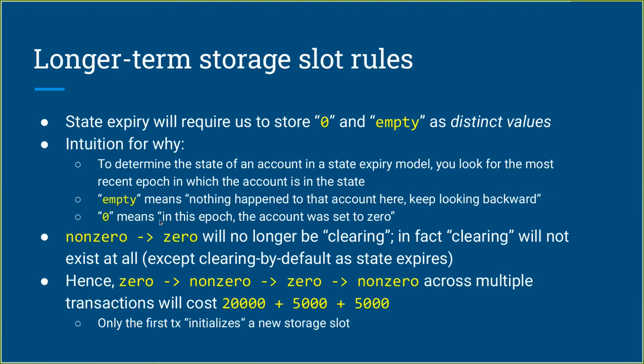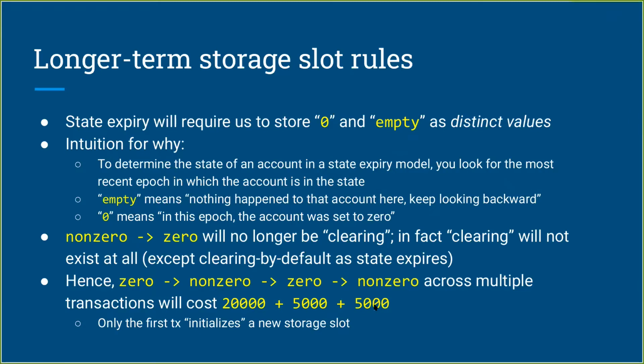And 0 means something different. 0 means in this particular epoch, the slot was actually set to 0, so the value is 0 and you can stop looking, right? And so what this means is that non-0 to 0 in the long term is not even going to be clearing anymore. The concept of active clearing is likely to not exist at all. Instead, as state expires, state objects that people no longer care about get cleared by default. So 0 to non-zero to 0 to non-zero across multiple transactions is not going to cost 20,000 plus 5,000 plus 20,000. It'll just cost 20,000 plus 5,000 plus 5,000.